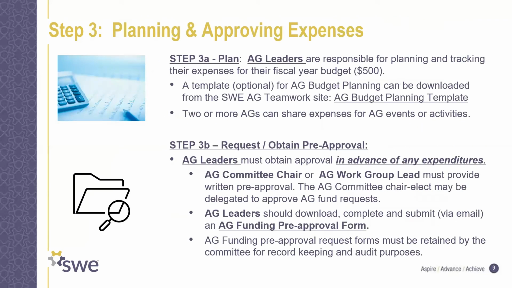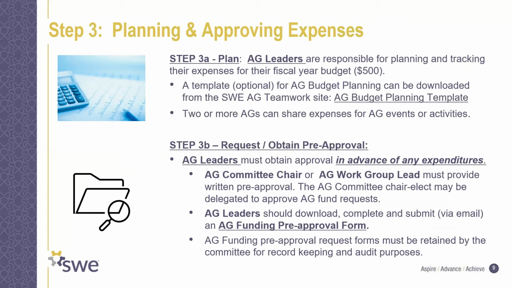Now we move to step 3, planning and approving expenses. An Excel workbook is available to assist AG leaders in planning and tracking their budget. This optional tool can be downloaded from the SWE AG Teamwork site. Note that 2 or more AGs can co-sponsor and share expenses for an event or activity. Just coordinate that with your AG workgroup lead or committee focal.